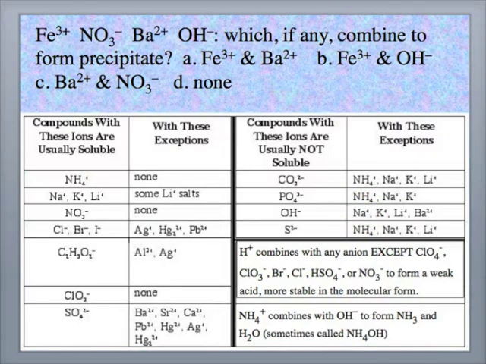Let's look up our products, which were iron hydroxide and barium nitrate. Well, first off, we know the barium nitrate is soluble because all nitrates are soluble. As for the iron hydroxide, you see hydroxide is in the list of ions that are usually not soluble in compounds, and iron is not an exception either. So the iron hydroxide is not going to be soluble. It's going to be a solid. It's going to precipitate out.